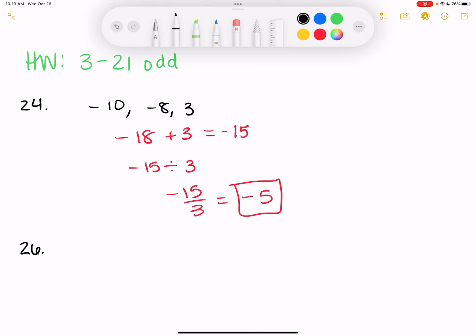Number 26. We have the numbers 18, -9, 0, and -5. So what is 18 minus 9, or plus -9? 9. 9 plus 0 is 9. Minus 5 is 4. Yep. So we have 4. And then we have 4 numbers, so we divide it by 4. And that's equal to what? 1.